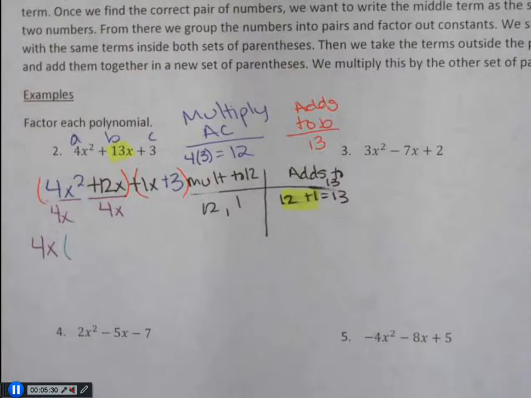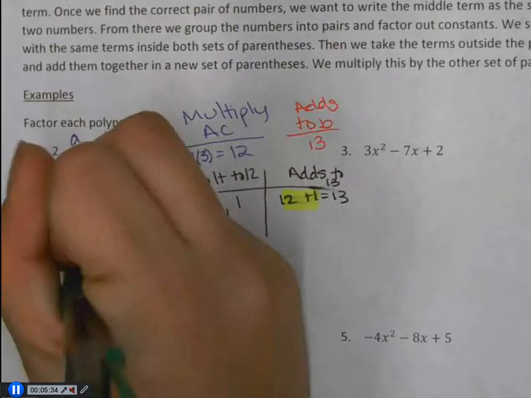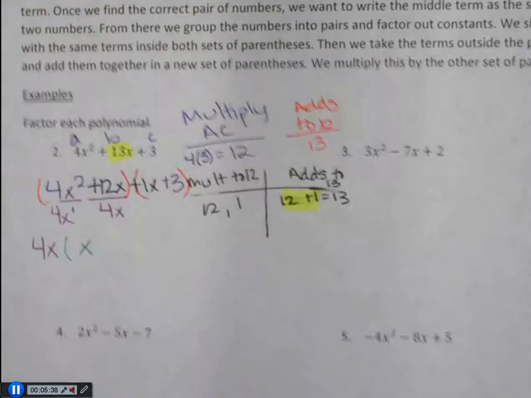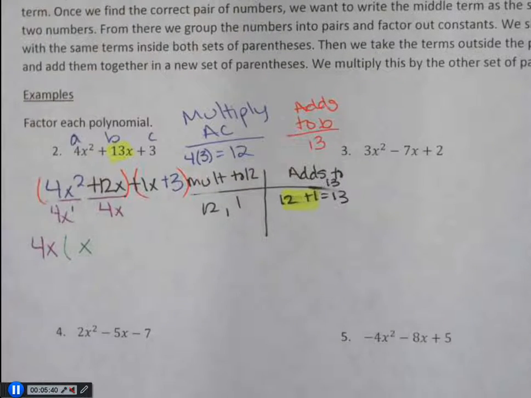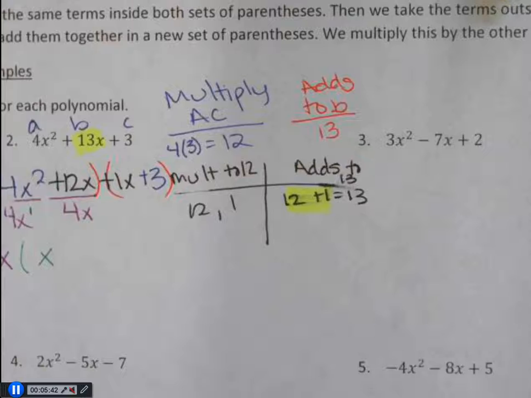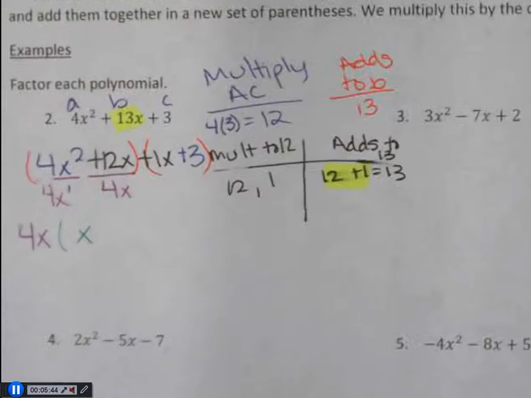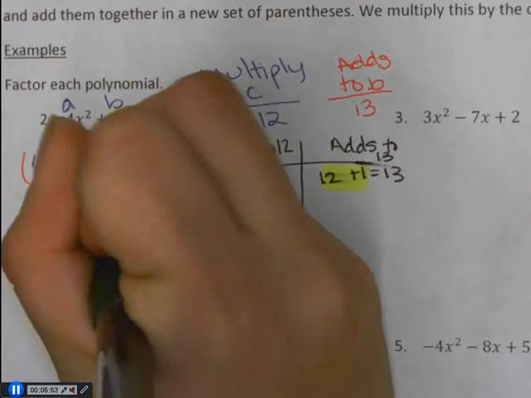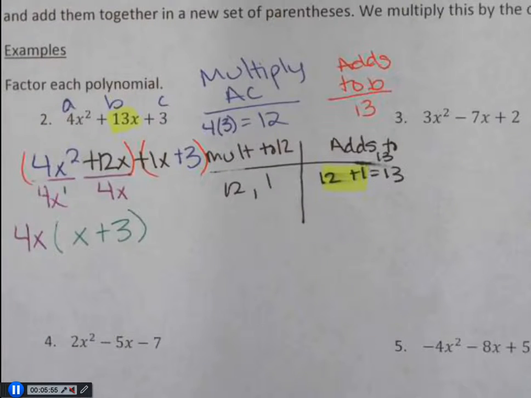So 4x squared divided by 4x is x. The 4's cancel out, and x squared divided by x, it has a secret exponent of 1, so I subtract my exponents. 12x divided by 4x is 3, and then the x's cancel out.